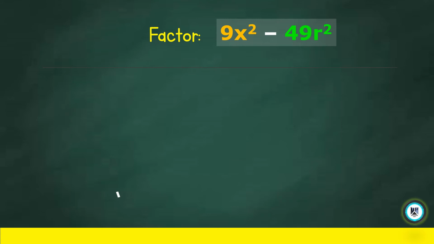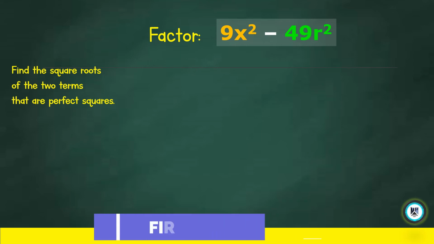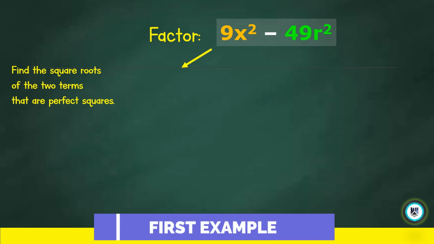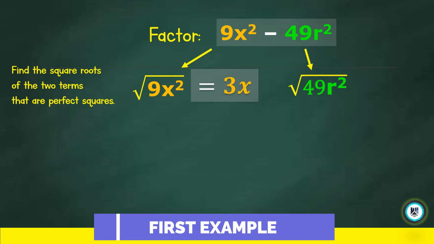9x squared minus 49r squared. We follow these procedures to factor the given expression. Number 1. Find the square roots of the two terms that are perfect squares. We get the square root of 9x squared, and that's equal to 3x. Then, for 49r squared, that is equal to 7r.